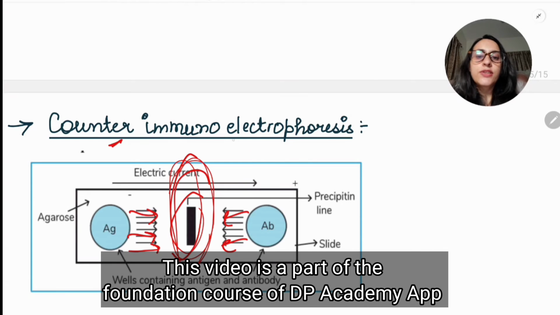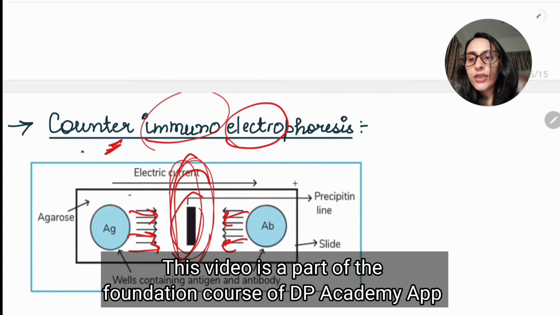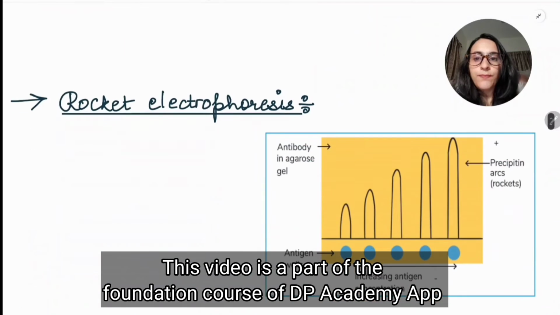In counter-immunoelectrophoresis, electro means electric current is there. Immuno means antigen-antibody reaction is there. And counter means both the antigen and antibody, and charge is created between both antigen and antibody and they diffuse at the same time. So it is a much faster way.